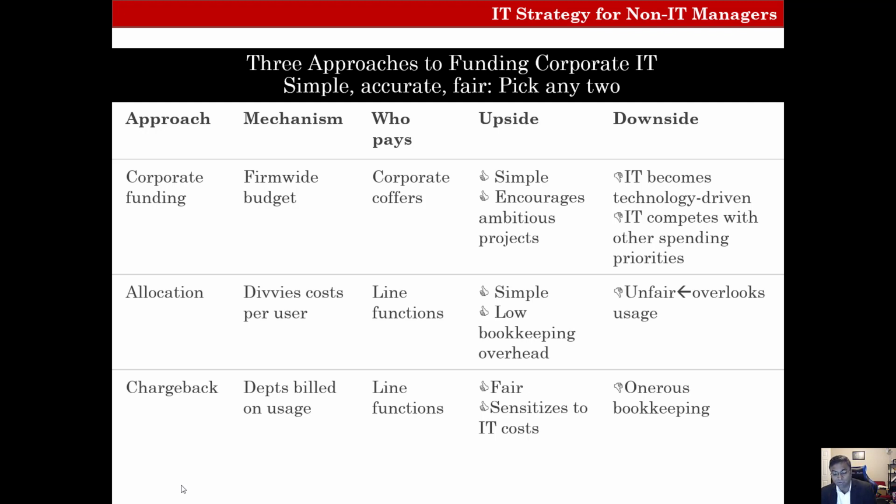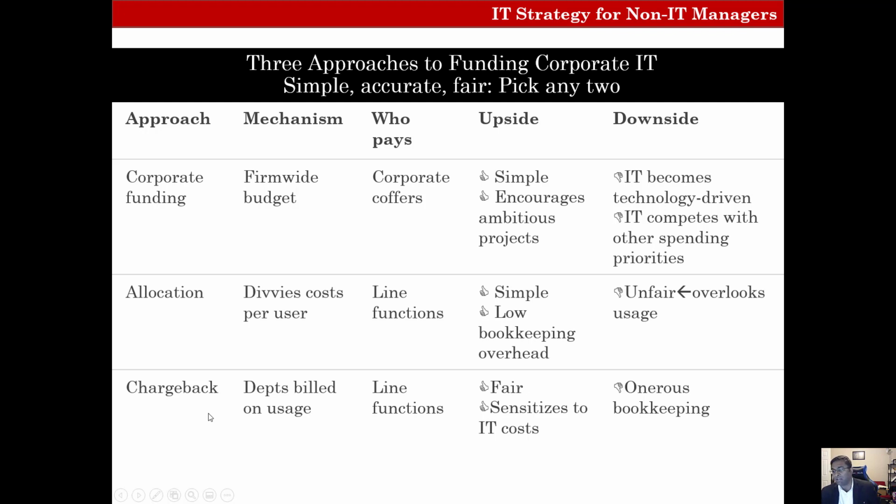Line functions foot the bill for the other two approaches, which are allocation and chargeback. In allocation, it divvies up IT costs among line functions based on a simple count, such as the number of user accounts, and bills based on that count. If a 1,000-person company spends $100,000 on an IT bill, a line function of 50 users gets a $5,000 bill. It does not matter that some employees in the line function, like a parking deck attendant, do not even use the system. The departments still foot the bill. Therefore, this is simple, with low bookkeeping overheads, but it's unfair because it overlooks usage.